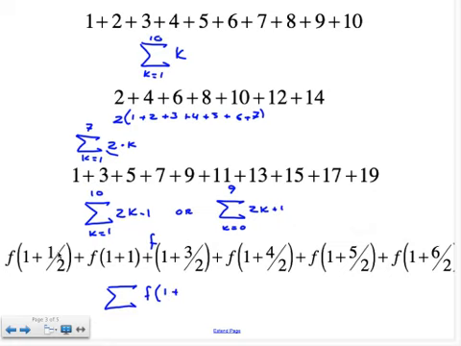And then I can see that if I look at it a little bit differently, this is 1 over 2, this is 2 over 2, this is 3 over 2, this is 4 over 2, 5 over 2, 6 over 2. So I have k over 2. The numerator of that fraction is the quantity that's increasing by 1 each time. And k will start at 1 and end at 6.